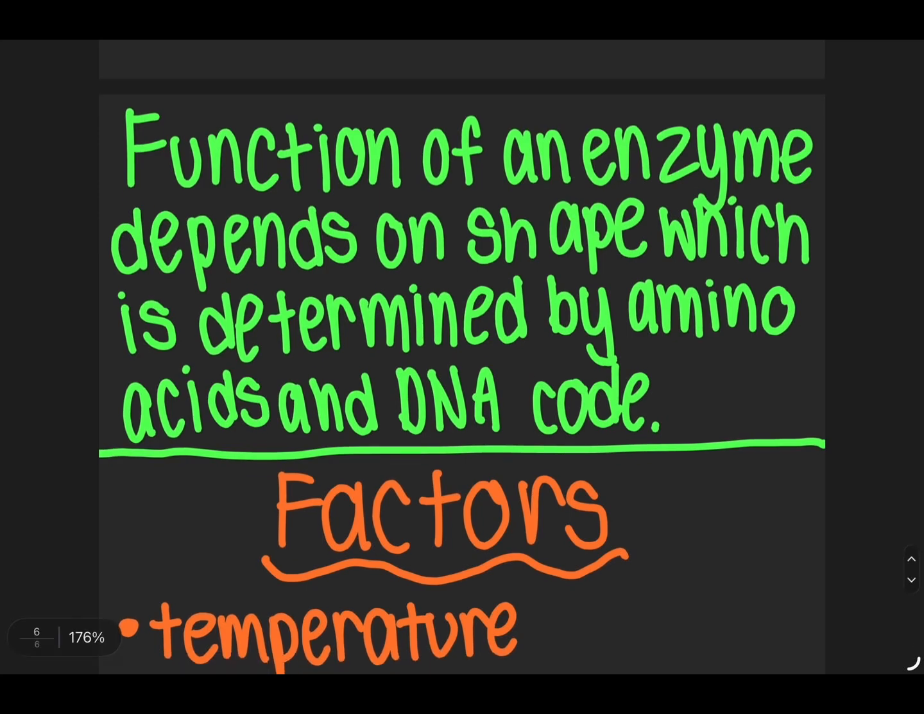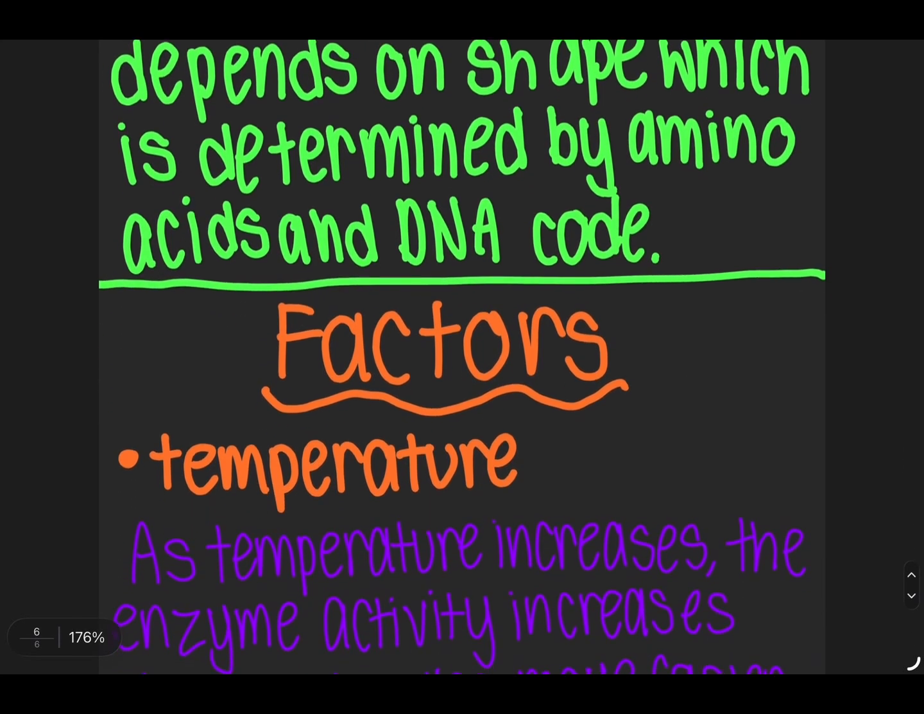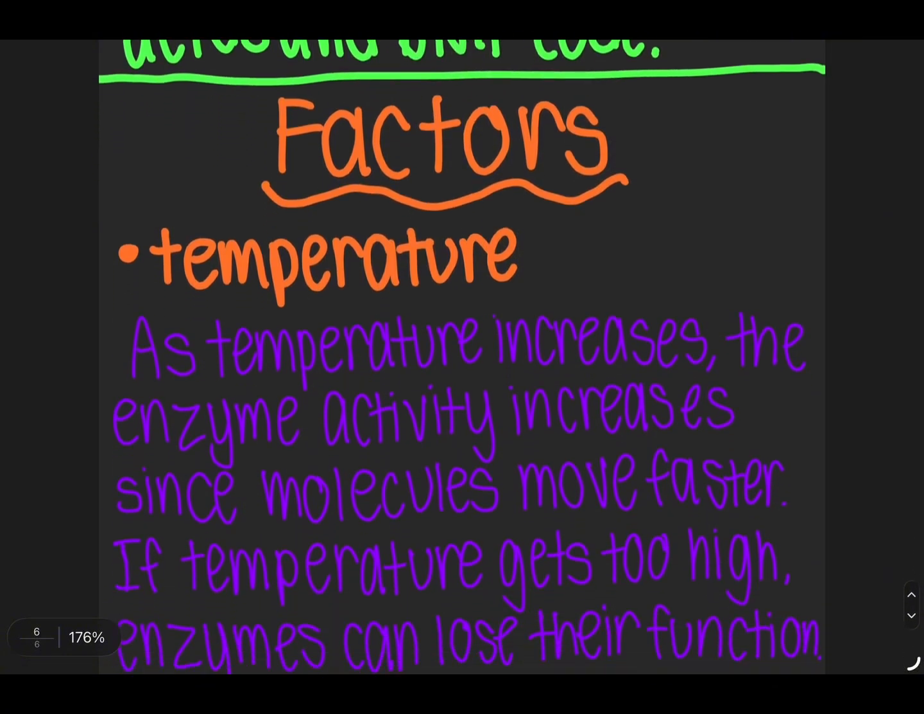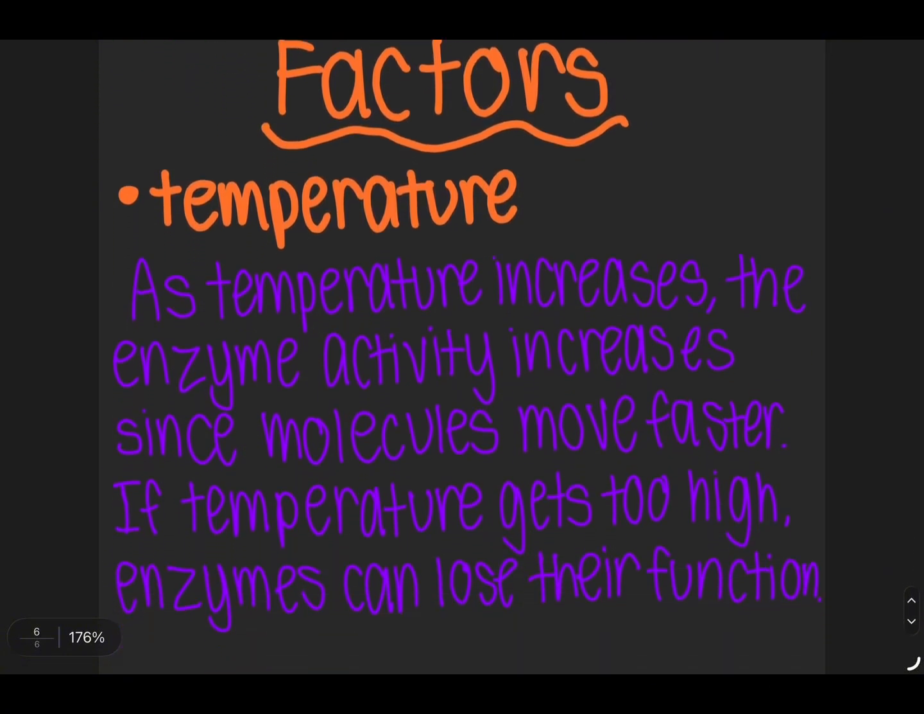Enzyme activity or reaction rate can be influenced by several factors. One major factor is temperature. As temperature increases, enzyme activity typically increases because molecules move faster and collide more often. But if the temperature gets too high, the enzyme can lose its shape and can no longer function properly.